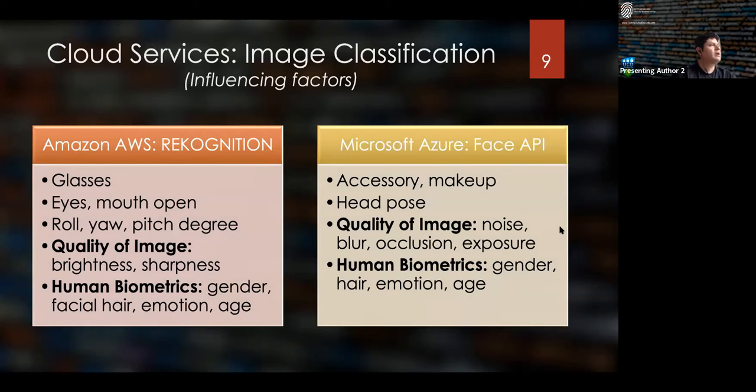headwear, head poses, roll, yaw, pitch degree, all these attributes of the face, and also additional information such as the quality of the image, where we would have noise, blur, brightness, occlusion, exposure, also resolution. And we were finally also able to obtain human biometric attributes such as gender, facial hair, emotion, and age.